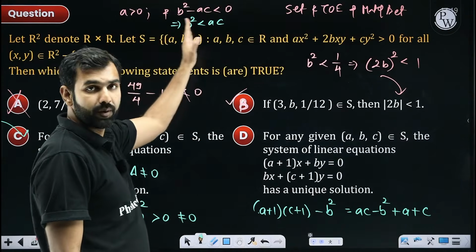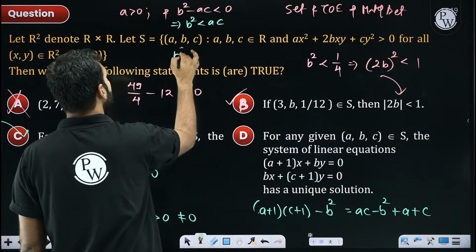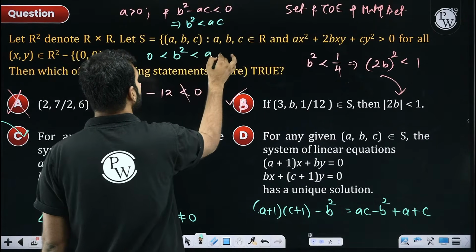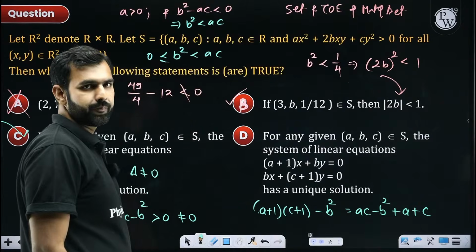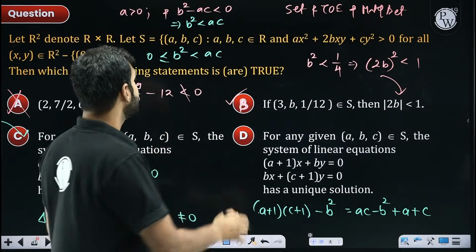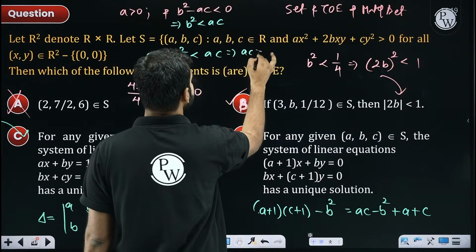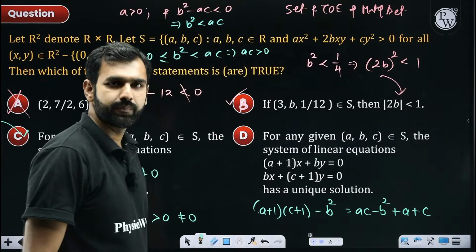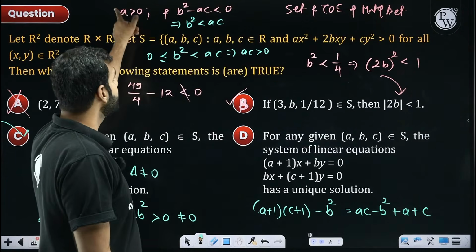What is B square? A perfect square. So I am hoping that you understand that B square will be greater than or equal to 0, which is eventually less than AC. So can I not conclude that AC will be positive?